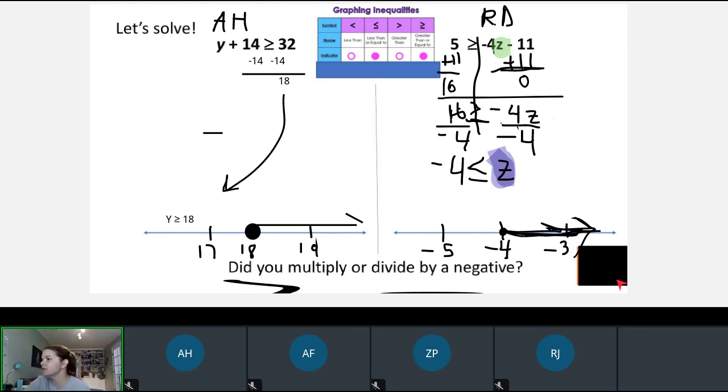Okay, if I don't get a different volunteer, Angel, I will. You can go again. Zachary, I flipped the sign because in this step right here, after I added 11, I got 16 is greater than or equal to -4 times z. And then I divided by -4. This sign right here means divide. It looks like a fraction, but it means divide. So since I divided by a -4 or a negative number, I had to flip it. Okay, you knew that. So what was your question then?